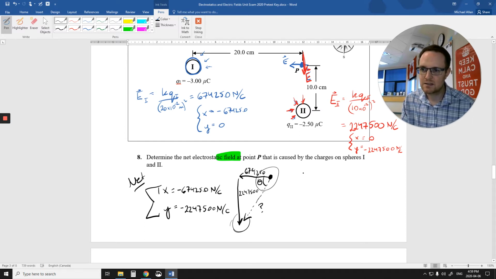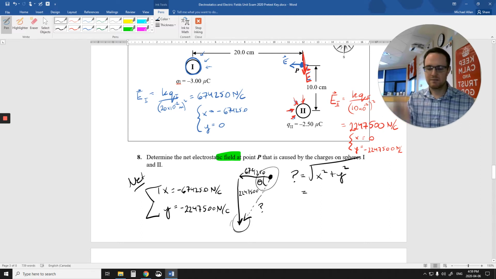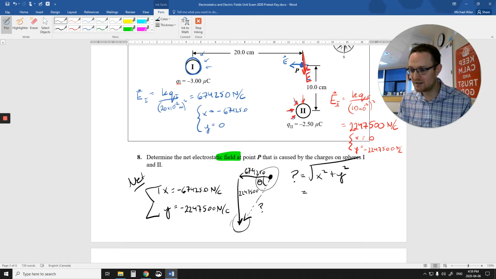Okay. So to find this question mark, that's just Pythagorean theorem. It's going to be the square root of the x squared plus the y squared. Punch in my calculator. I got my numbers in my calculator already. You notice that when I square these numbers, they're just going to turn positive anyway, so what's the point of typing them?